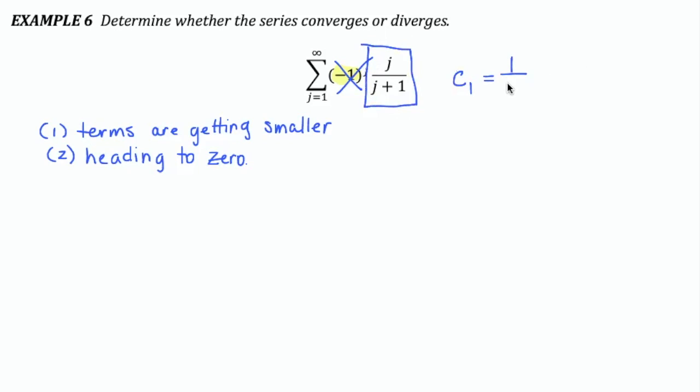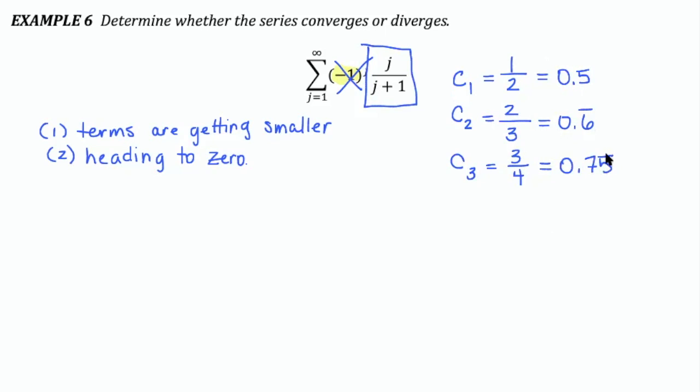So I have 1 over 1 plus 1 is 1 over 2. C of 2, and I get 2 over 3. And then for C of 3, I'm going to get 3 over 4. And if you look at the values of these terms, you can see they're not actually getting smaller. In fact, they're increasing. So neither one of these statements is true. They're not getting smaller and they're not heading to zero. Therefore, we can't use the alternating series test.